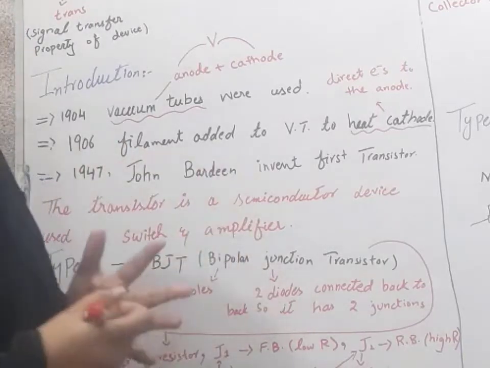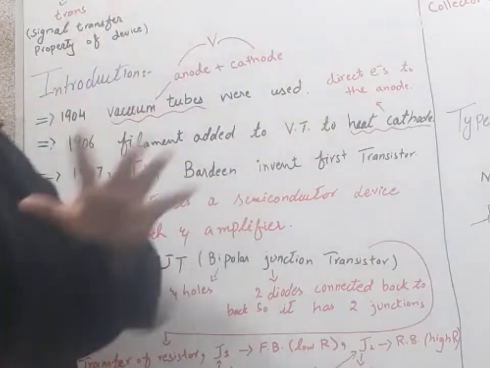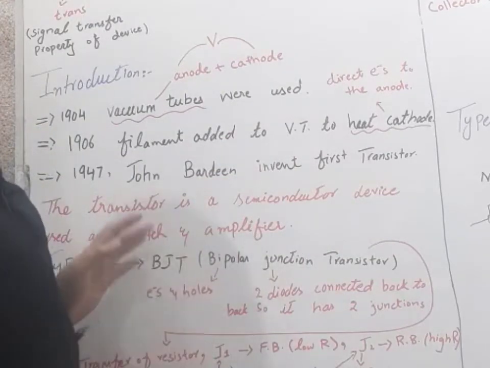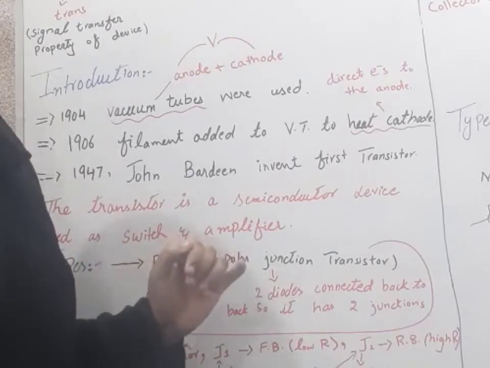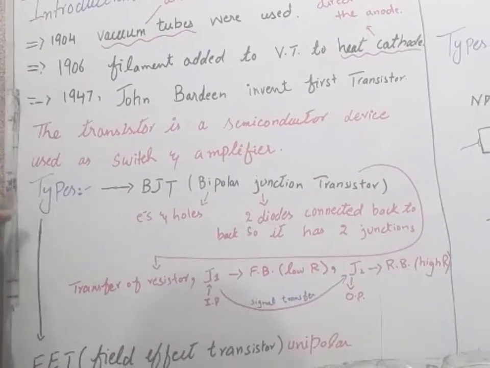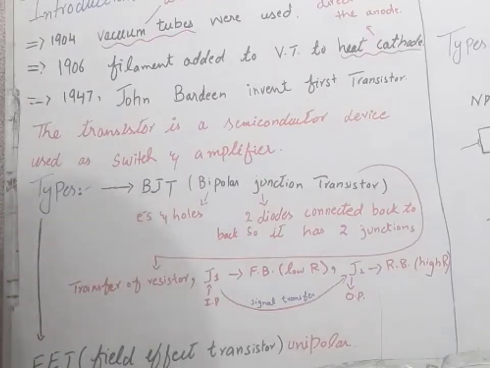How it is used as switch and amplifier, as this chapter is about bipolar junction transistor, so in our next lectures we will discuss how the transistor is used as a switch and how it is used as an amplifier. The transistor has basically two types. Its types are the bipolar junction transistor and number two is field effect transistor.